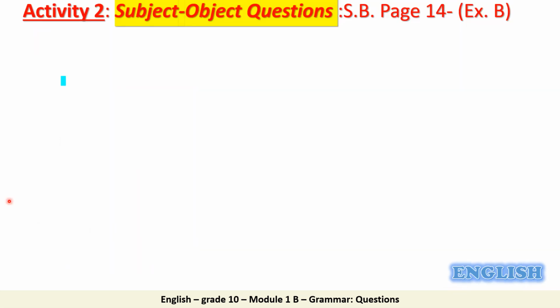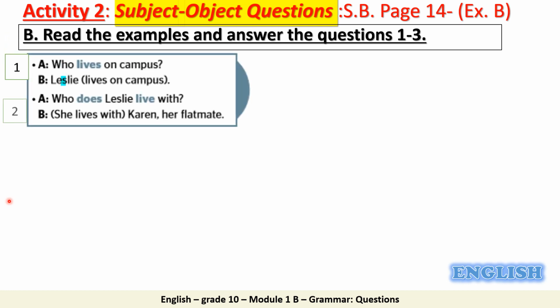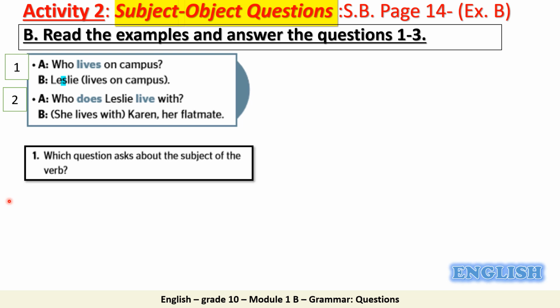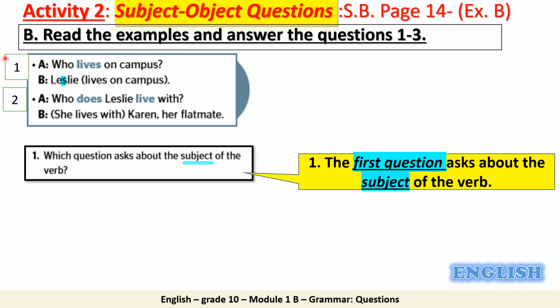Student's book, page 14, exercise B. Read the following examples and come back for discussion. Please read and answer question 1. Which question asks about the subject of the verb? Definitely, it's question 1. A asks, Who lives on campus? B answers Leslie, which is the subject.